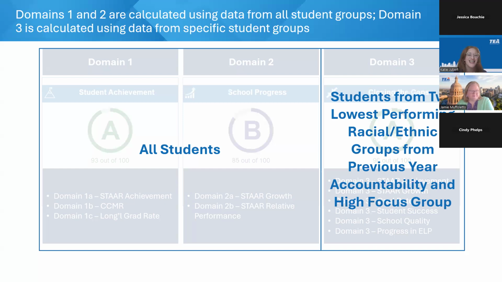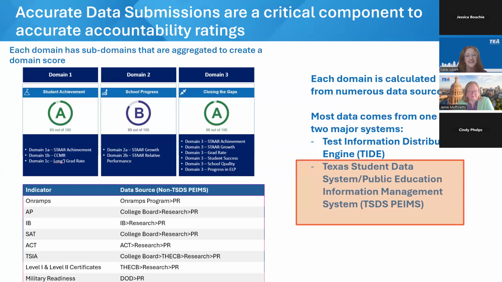But our focus for today is really the data, and specifically the PEIMS data that feeds into the system in order to produce those results. So we do have a wide range of data sources that are used to calculate the accountability ratings. And so on the bottom of the screen, you can see that there are a number of data sources not related to PEIMS. Including we get data from the College Board, we get data from THECB, we get data from the Department of Defense. And so all of those are reflected in your accountability ratings.